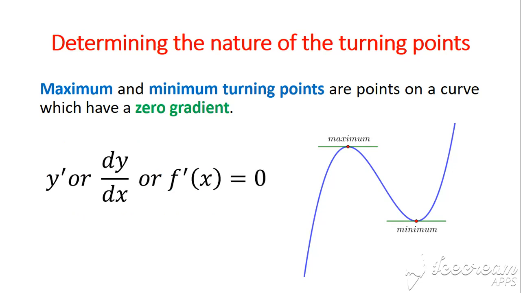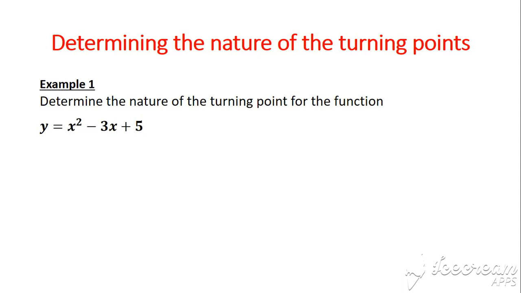Also remember that the gradient rules are equal to 0. Let's get started with example 1. Determine the nature of the turning point for the function y equal to x squared minus 3x plus 5. So our job is to prove whether the turning point is a maximum or a minimum turning point.